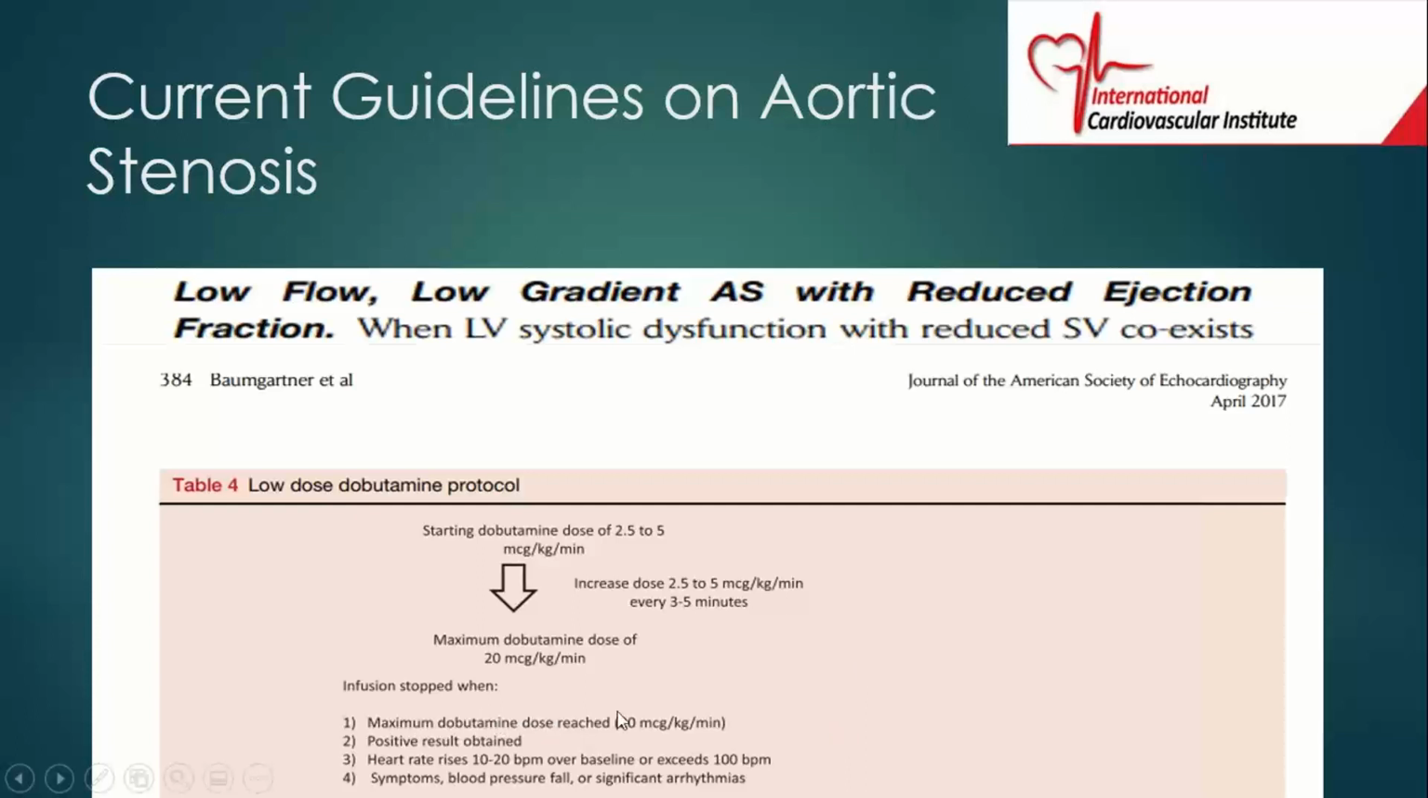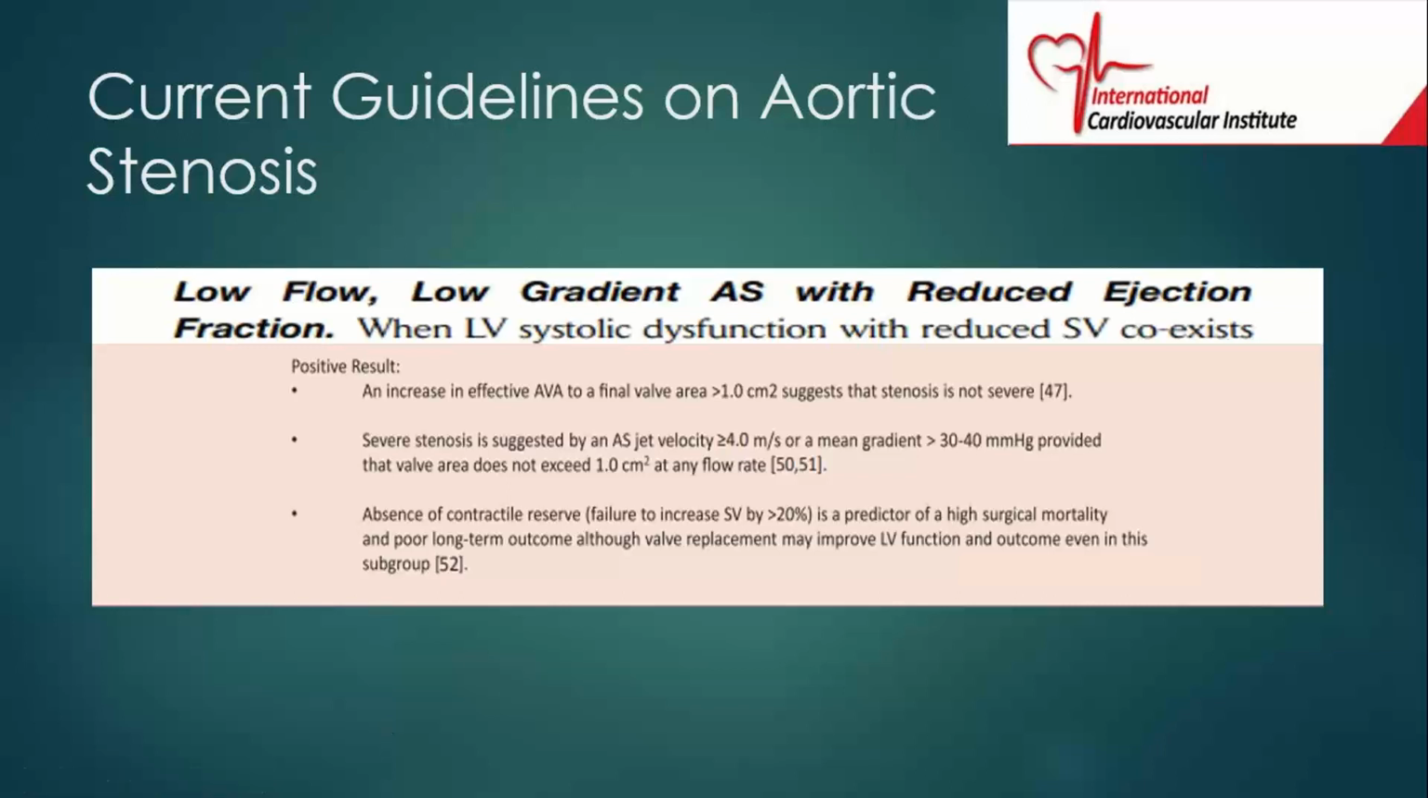So if the maximum dose of dobutamine is reached, if the heart rate increased 10 to 20 beats above the baseline or is more than 100, if the patient has symptoms, and then if we get positive results. So what are we talking about when we say positive results? So this is what we're talking about. So remember, the aim is to distinguish true aortic stenosis from pseudo aortic stenosis.